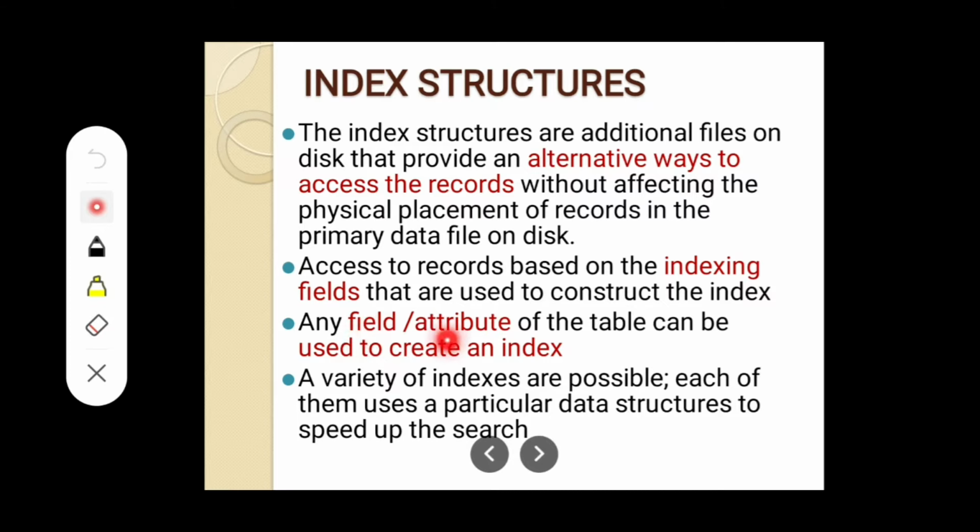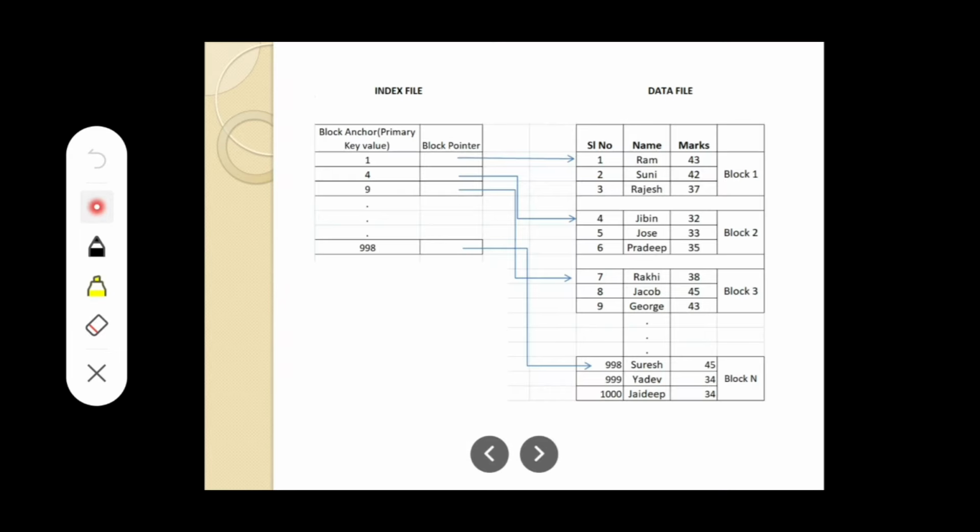Okay, so any field or attribute of the table can be used to create the index. Okay, അപ്പോൾ ഇൻഡെക്സ് നമുക്ക് എങ്ങനെ ഉണ്ടാക്കാൻ പറ്റും? Index can be created using any field or attribute of the main table or data file. Okay, so a single attribute or multiple attributes from the data file can be used to create the fields in the index file. Clear?